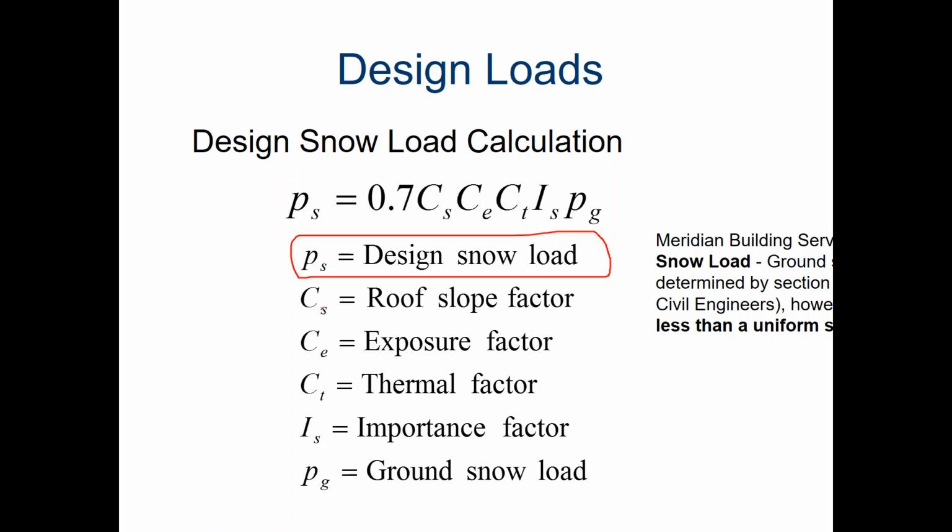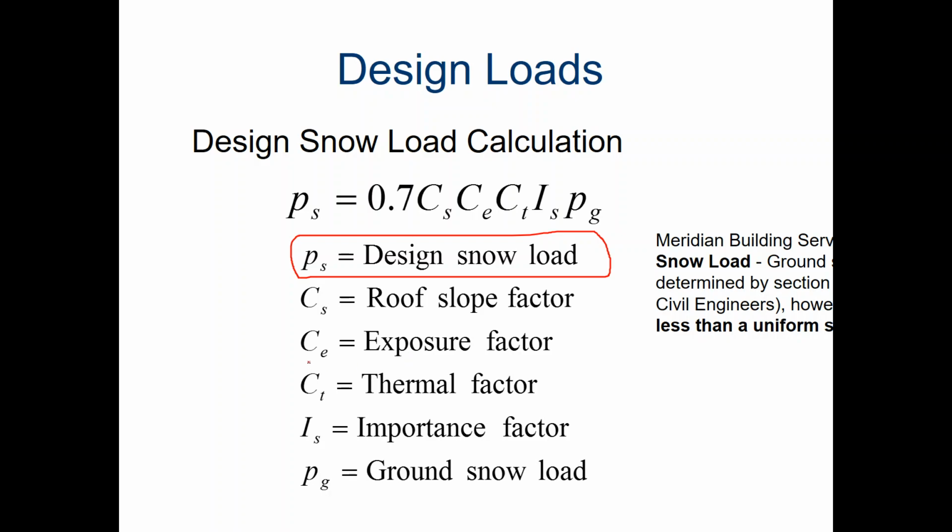So CS is your roof slope factor. It makes sense that if you have a roof that is nearly a flat roof, the snow is going to accumulate a little bit more easily on that roof than it would on, let's say, a super steep roof. And so in the building code, it has numbers that reflect the slope of the roof, and will modify your design snow load accordingly. Then you have the exposure factor.